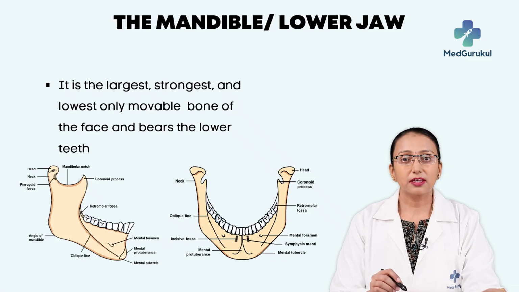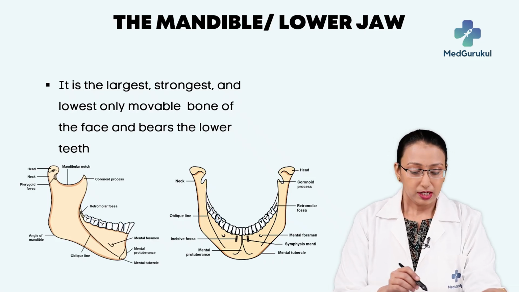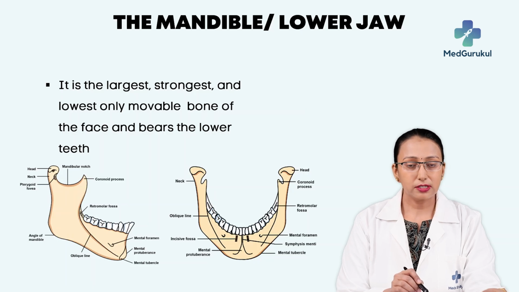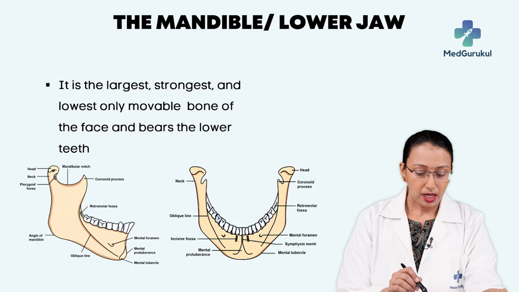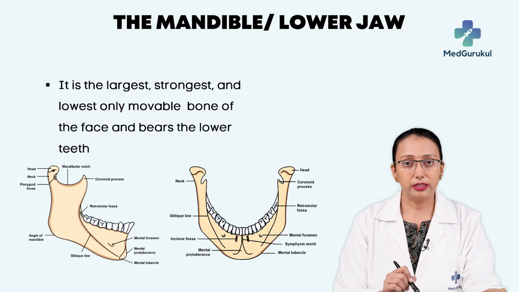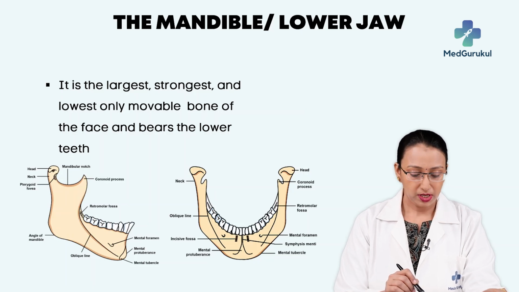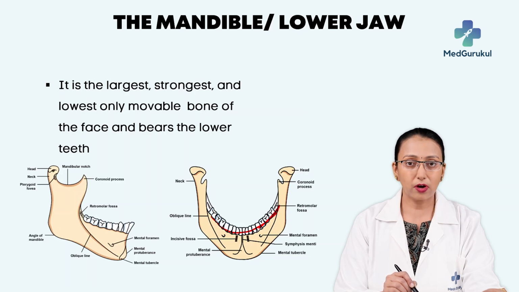So the mandible is otherwise called the lower jaw. It is the largest, strongest, lowest and only movable bone of the skull, and it bears the lower teeth, hence it is called the lower jaw. We are seeing here the alveolar border, along with the tooth sockets.